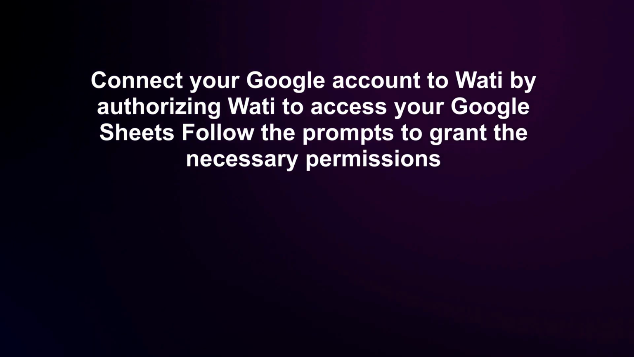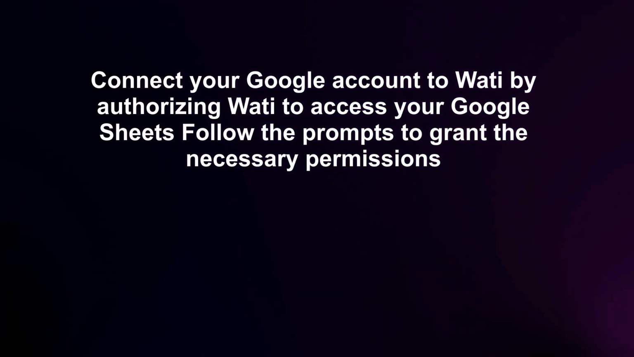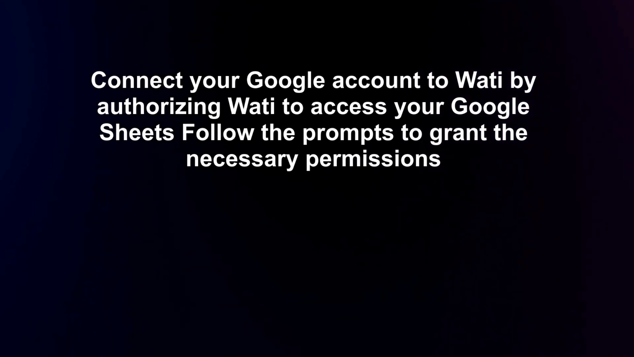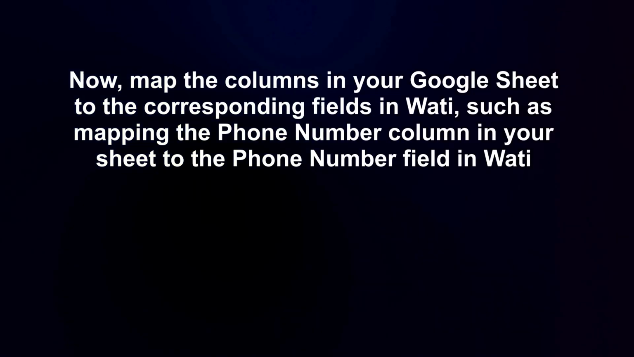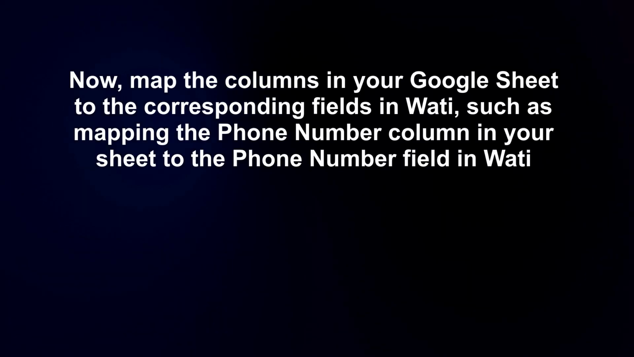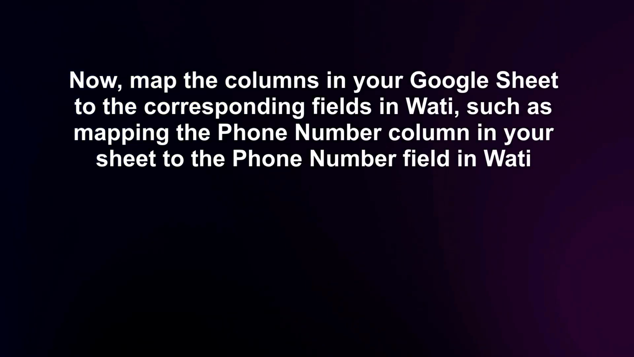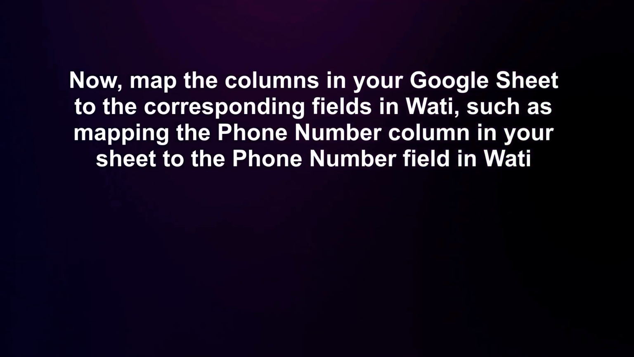Connect your Google account to Wati by authorizing Wati to access your Google Sheets. Follow the prompts to grant the necessary permissions. Now, map the columns in your Google Sheet to the corresponding fields in Wati, such as mapping the phone number column in your sheet to the phone number field in Wati.